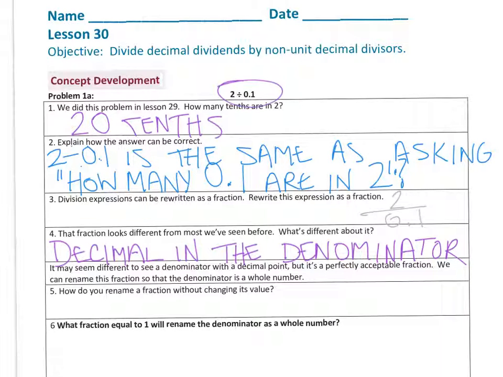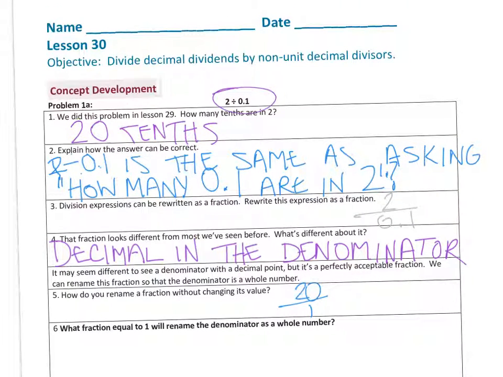So if I want to turn 1/10 into a whole number, I'm going to multiply it by 10 because it's a tenth. So I do it to the bottom, do it to the top. So 2 times 10 is 20. 1/10 times 10 is 1. Well, now we have just 20 divided by 1.